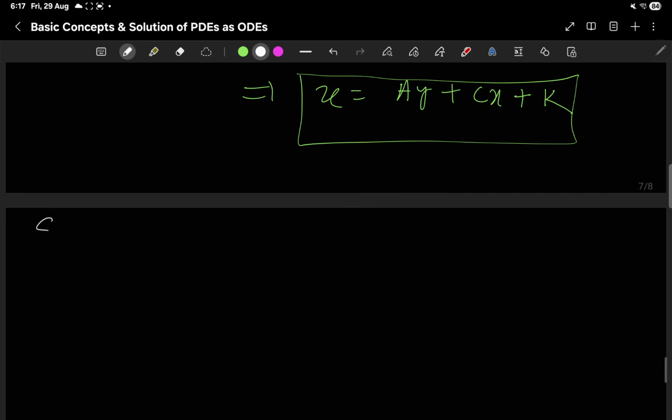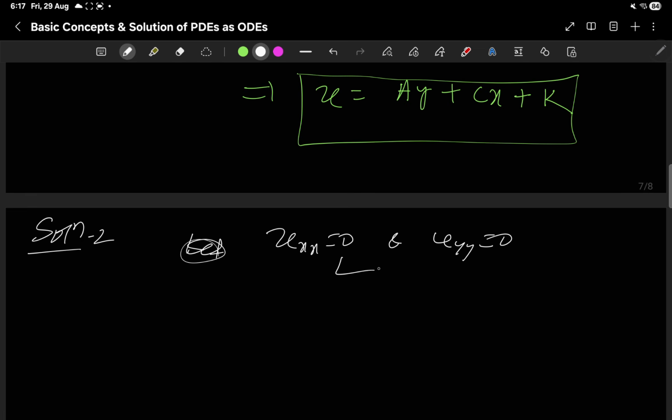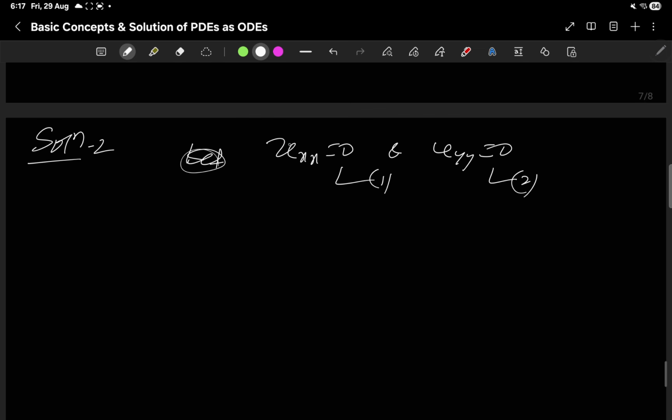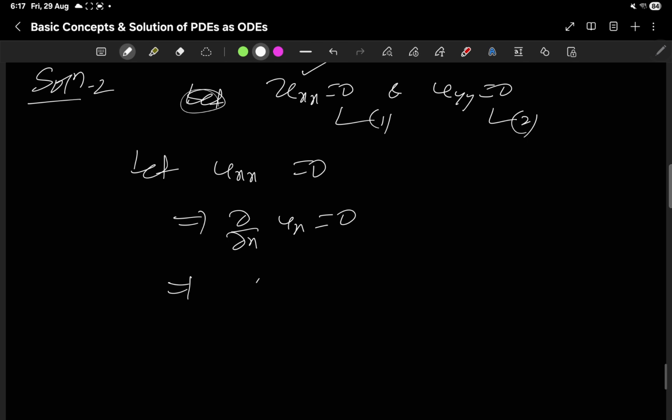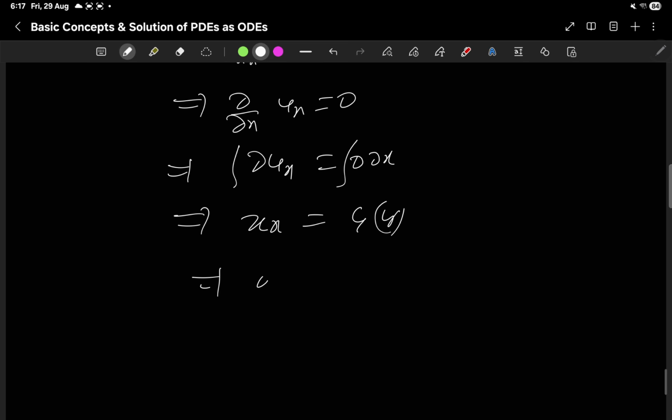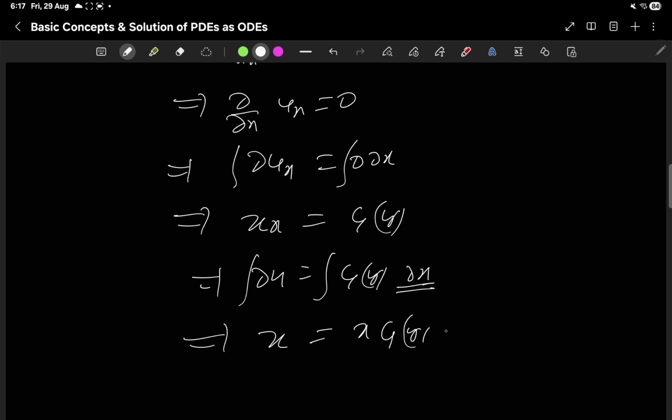Similarly, coming to the last one, solution 2. What is given? uxx is equal to 0 and uyy is equal to 0. Simultaneously we have to solve 1 and 2. If I start from this, let uxx is equal to 0. That means del by del x of ux is equal to 0, so del ux is 0 del x. If I integrate both sides, ux is equal to c1(y). Then del u is c1(y) del x. Now I integrate both sides, so u is equal to x c1(y) plus a constant. Since this is del x, the constant will involve the opposite variable.